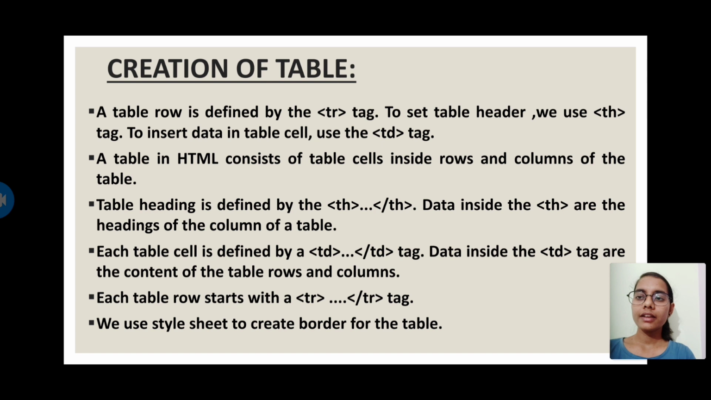Table heading is defined by the th tag. Data inside the th are headings of the columns of the table. Each table cell is defined by a td tag. Data inside the td tags are the contents of the table rows and columns. Each table row starts with the tr and slash tr tag. We use a style sheet to create a border for the tables.